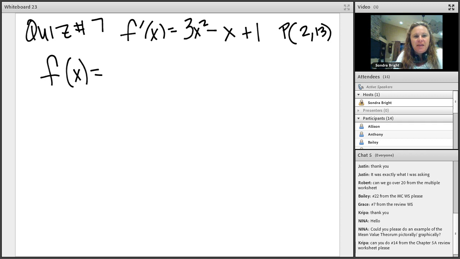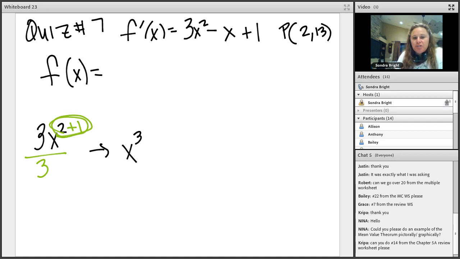So f of x would be, what do I do to find the antiderivative of this? You're doing reverse pop and drop, right? So you take the 3x squared, add 1 to the exponent, which will give you a 3, and then divide by 3. You divide by whatever you end up getting in that exponent. Well, then that means that it's a 1x cubed. Double check yourself. If you pop and drop on x cubed, will it give you 3x squared? And it does.